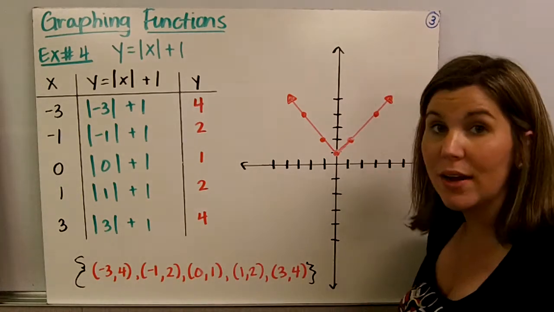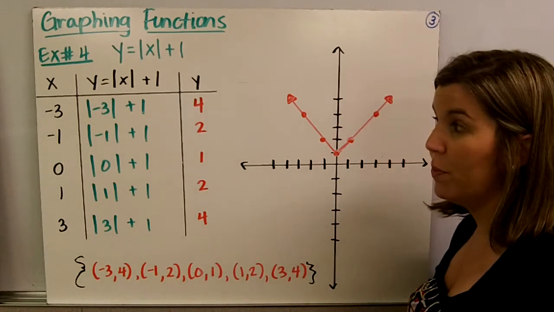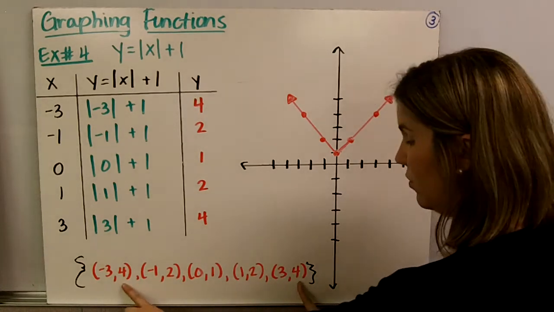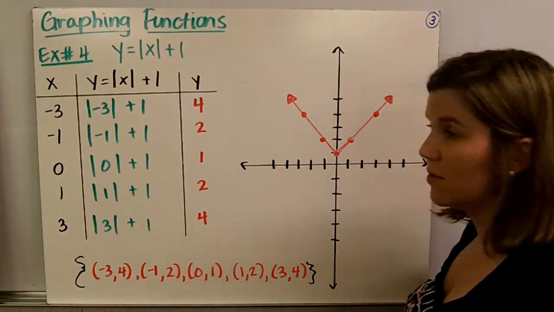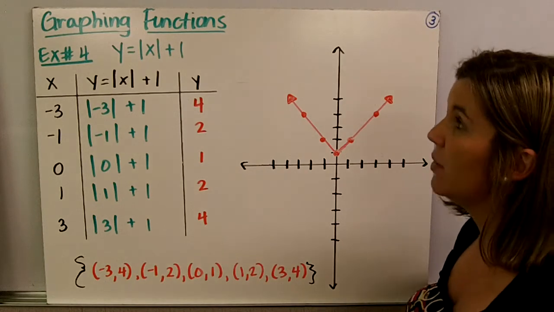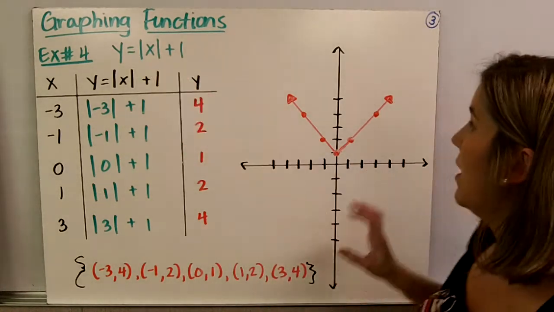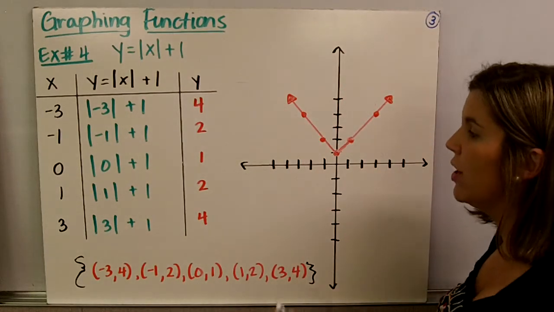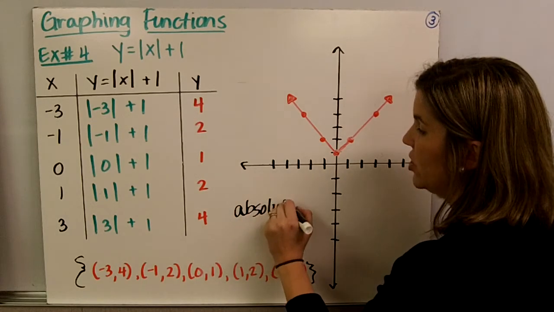It's a special kind of relation. None of the x values are repeated. Now, the y's can be repeated. Remember that. 4 shows up twice as a y value, that's fine. 2 shows up twice as a y value, that's okay. X's cannot be repeated if it is a function. Now this is an absolute value graph, and if you go ahead and look at this, it is a V-shaped graph. Make sure you know that absolute value graphs are V-shaped.